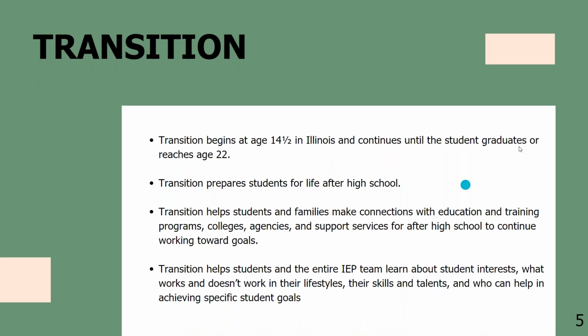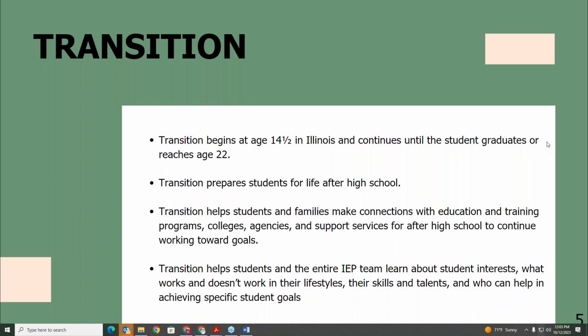In the state of Illinois, transition begins at age 14 and a half. Other states don't do transition plans until a little bit later on. We are doing a little bit better than what the federal regulations say, and we start our transition plans at 14 and a half. Students can get educational support until the age of 22 if it's determined necessary by their IEP team.